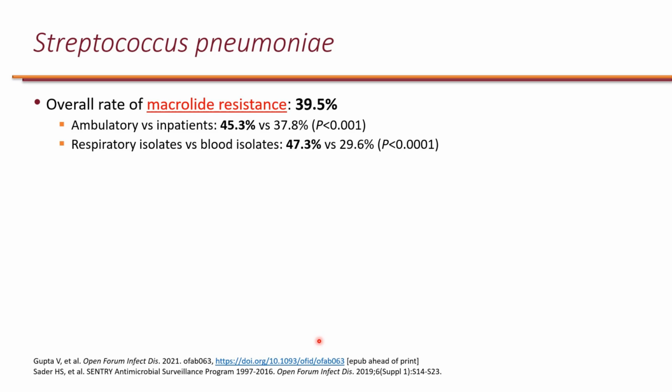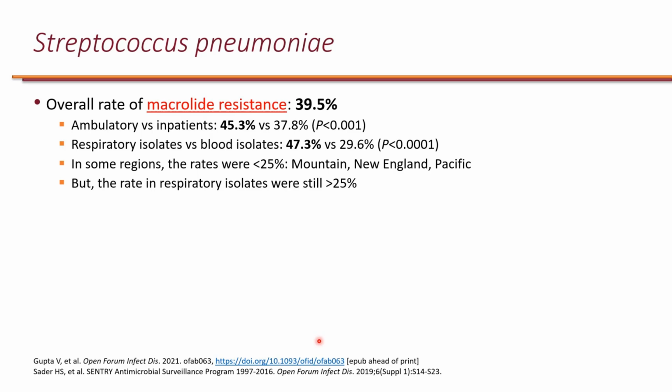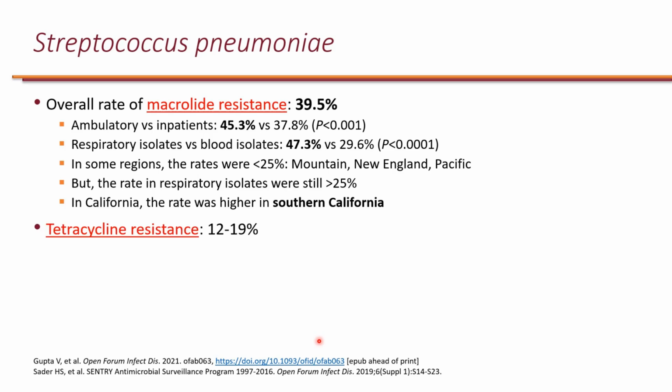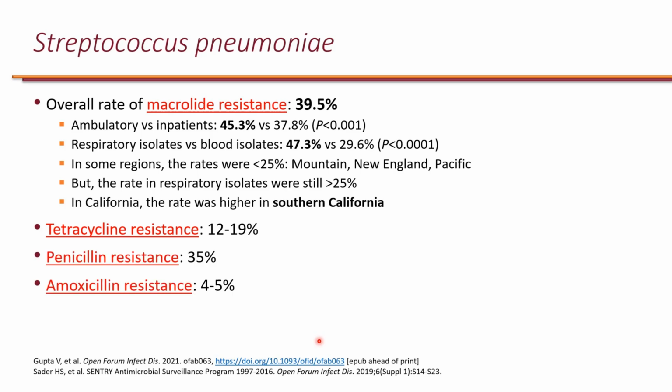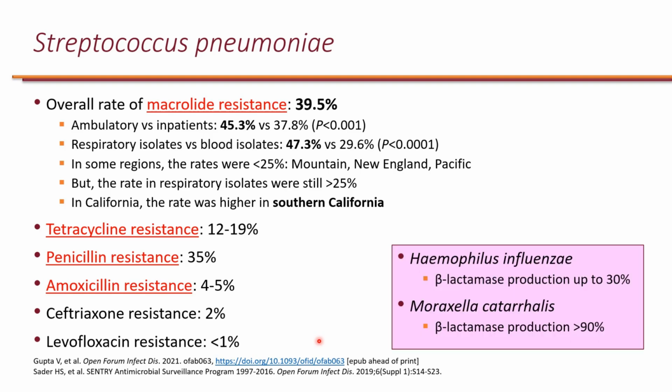The rate is also significantly higher in respiratory isolates compared to blood isolates. In some regions, the rates were less than 25%, but even in those regions, the rate in respiratory isolates specifically was still higher than 25%. In California, the rate is higher in Southern California compared to Northern California. Tetracycline resistance is also high, 12 to 19% of the isolates. Penicillin resistance is also high at 35%, and amoxicillin resistance is 4 to 5%. Ceftriaxone resistance is relatively low, and levofloxacin resistance is very low.